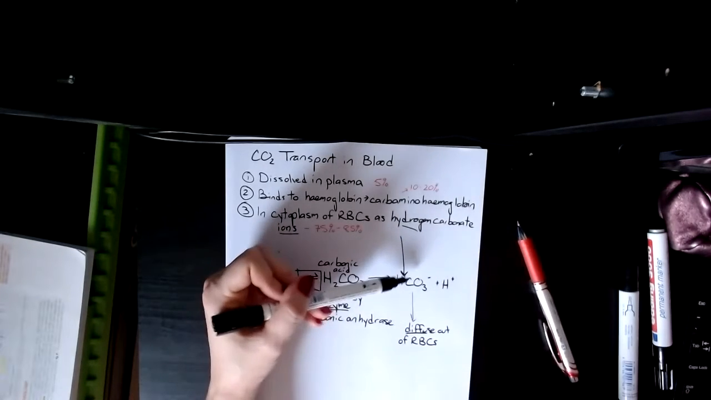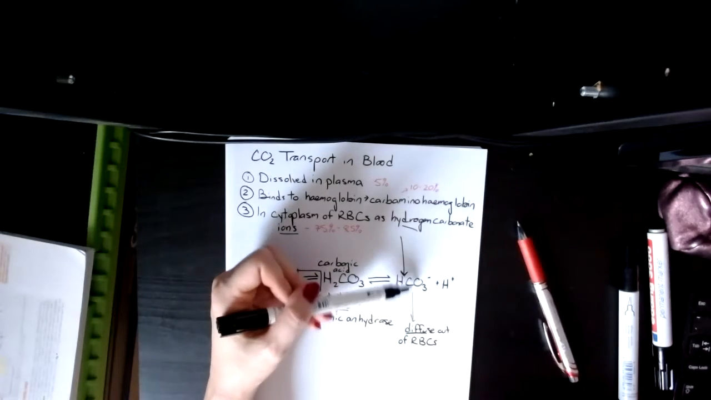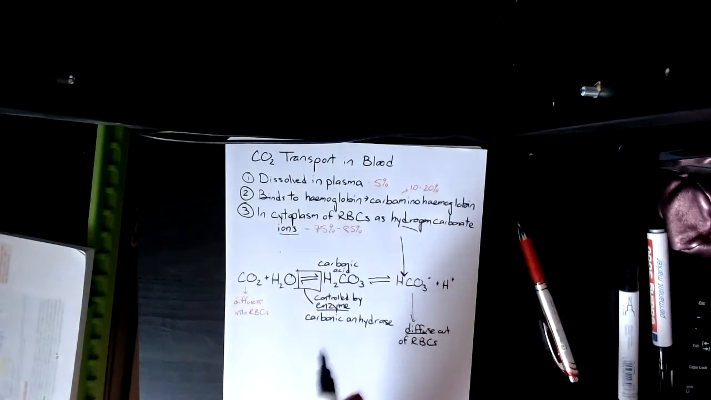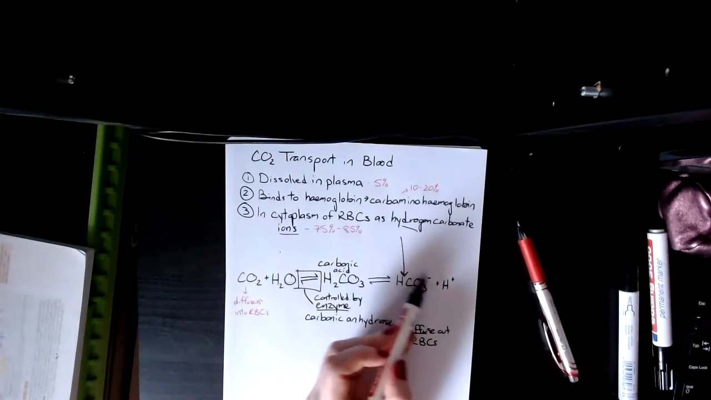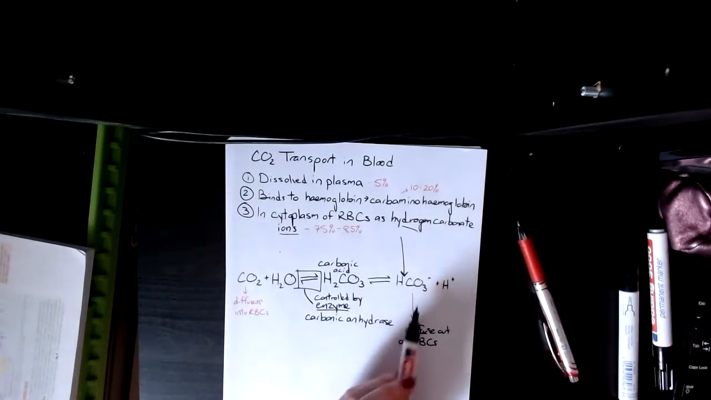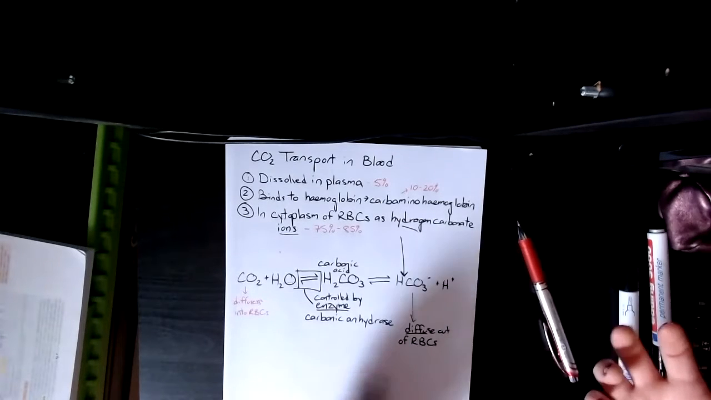And so these ions diffuse out of the red blood cells, but the problem is that that leaves a whole bunch of hydrogen ions inside. If a lot of these are diffusing out, then you can start to create a shift in the pH of the blood.